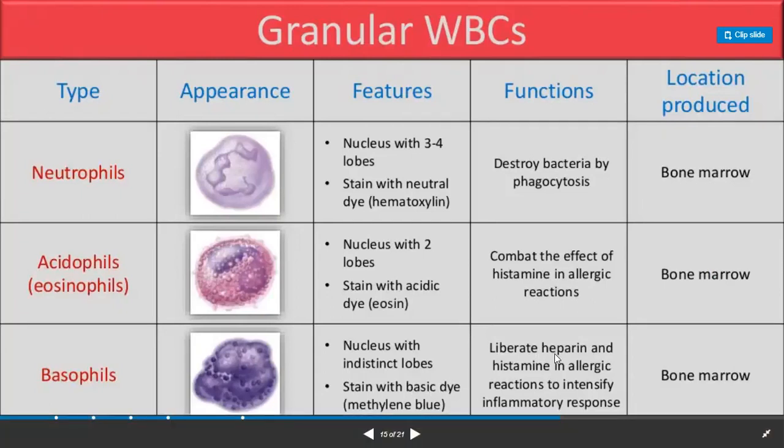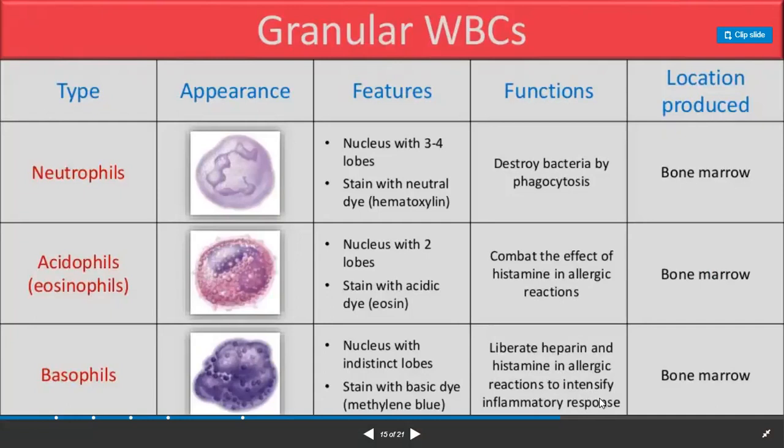Now, what is the function of the basophils? They liberate heparin and histamine in allergic reactions to intensify inflammatory response.